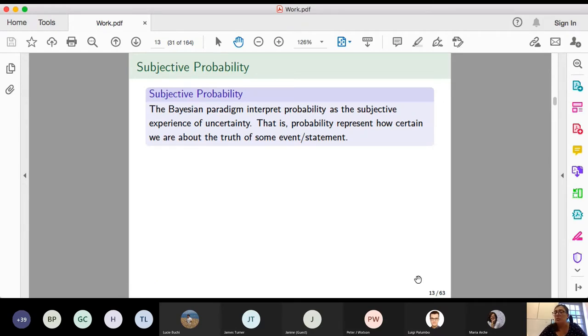So now, what is the Bayesian view about probabilities? Well, the Bayesian definition of probability is a subjective probability. Probability for Bayesians is a subjective experience of uncertainty. It's how you perceive the uncertainty related with some event. And maybe to make it more clear, let's work through an example. In this case, the example will be like placing a bet for a result.